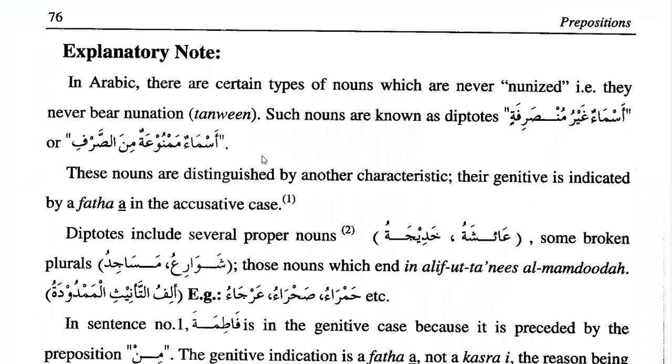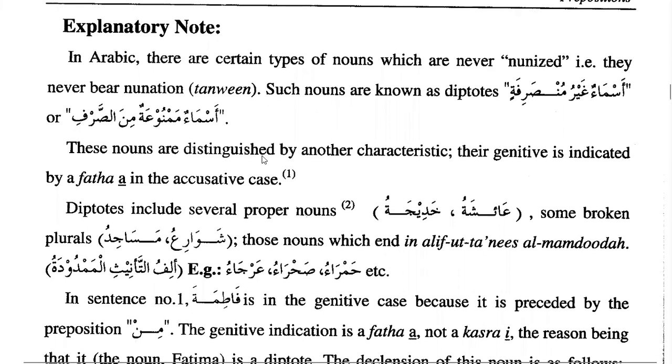All right, sir. In Arabic, there are certain types of nouns which are never nunated. What is the meaning of nunated? They never bear nunation, tanween. Such nouns are known as diptotes, asma'ul ghayru munsarifa, or asma'u mamnu'a min al-sarf. These nouns are distinguished by another characteristic. Their genitive is indicated by a fatha, a, in the accusative case.